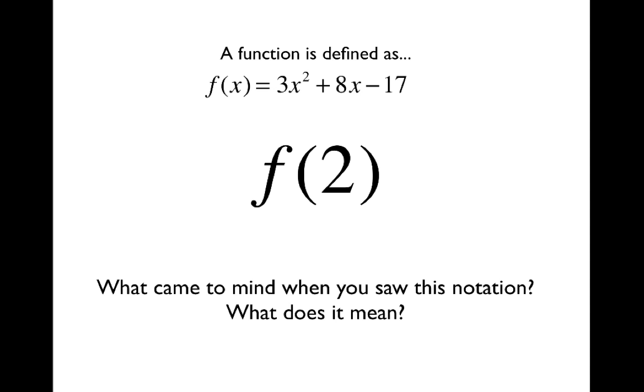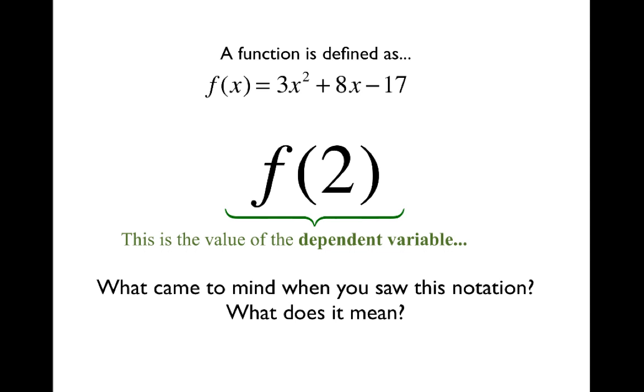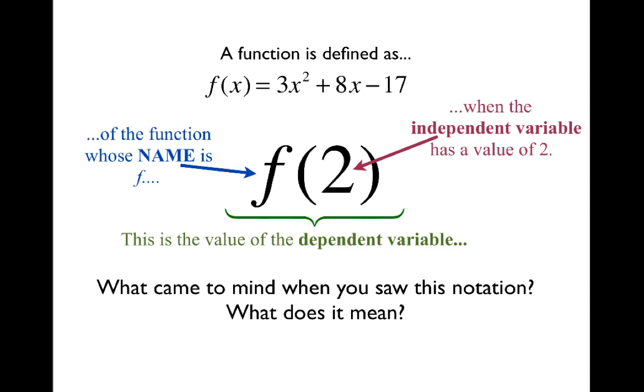First and foremost, what does it mean? First and foremost, that represents a value. We could just leave it like that. We don't have to plug anything in. It still has a valid meaning. What's its meaning? It's the value of the dependent variable of the name of the function f when the value of the independent variable is 2. You don't have to plug 2 in. You could just use f of 2, and it has the same meaning as whatever that number is.